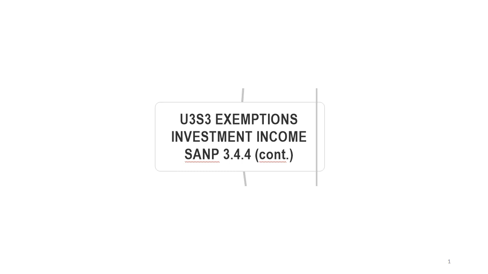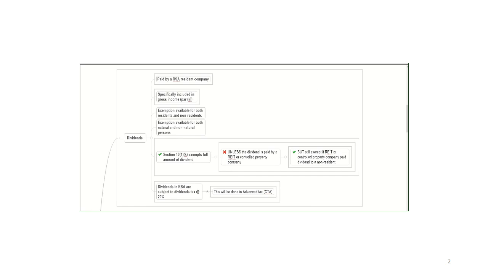Okay, this is the third video, and it was going to focus on dividends and the exemptions available for those. So the first exemption we're going to be looking at is Section 10(1)(k), and you have to know the section number. And Section 10(1)(k) relates to dividends that are paid by a South African resident company.